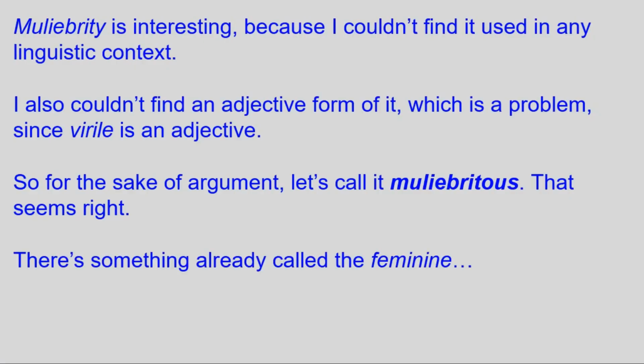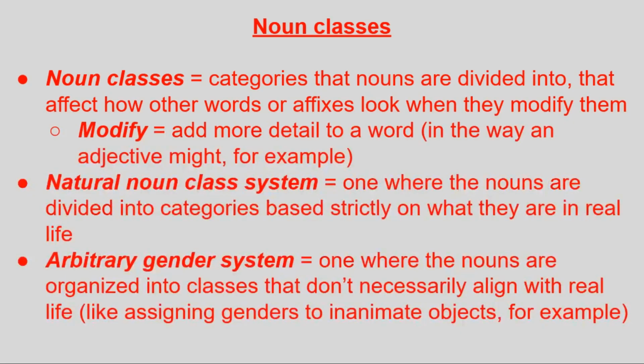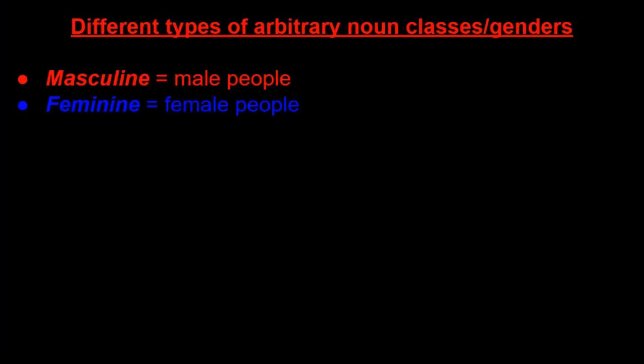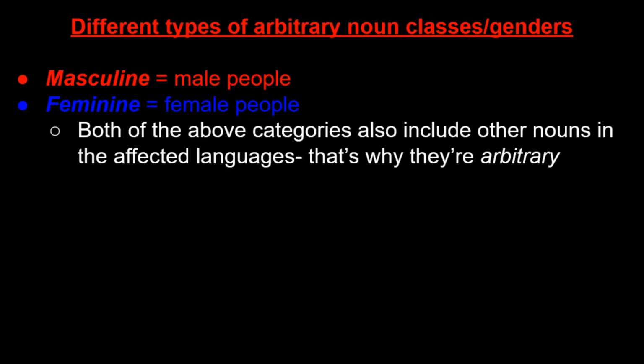I'd say we could call it feminine, but that term's already taken by an arbitrary gender, so let's move on to those. As opposed to natural gender, there's also arbitrary gender, which is a system where nouns are assigned to a noun class, but it's arbitrary, not based on anything that applies to the literal noun. One system you may have heard of, used in languages like Spanish and Hebrew, is masculine versus feminine. Of course, masculine describes male humans and feminine describes female humans, but all other nouns in those languages, including inanimate objects, are also either masculine or feminine.